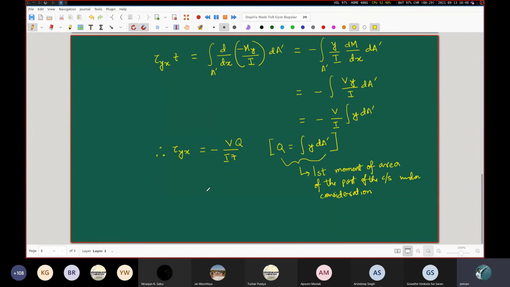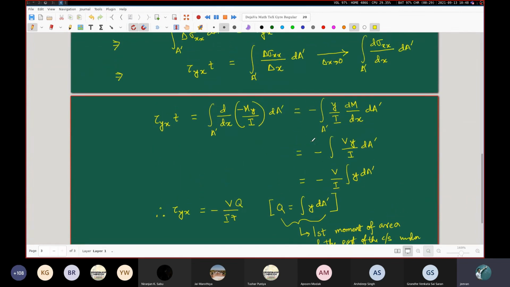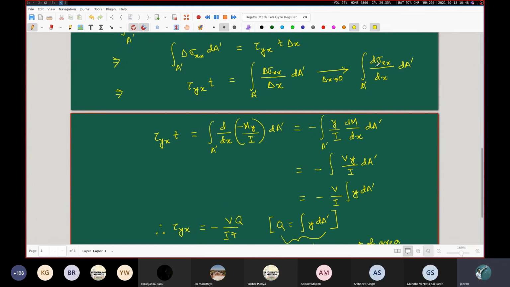So this is your expression. Now if you compare with your textbook, you will see that there is a difference in sign. In the textbook, tau yx is equal to VQ by It. You will see that this minus sign is not there. The reason is that I think while doing their derivation in the textbook, they have not taken sigma xx equal to minus My by I. But earlier we have seen that it is minus My by I. So I have directly put down that thing in order to be completely faithful to our previous chapters.